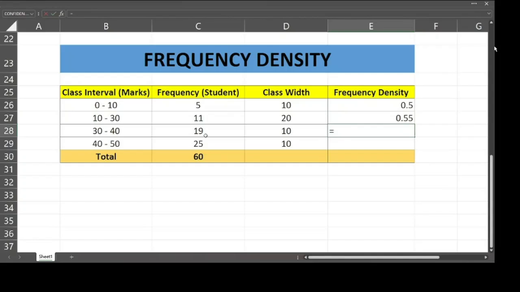And for the third class, the frequency is 19 and the class width is 10. For the last class, the frequency is 25 and the class width is 10. So these values are used as the height of the bar in a histogram with unequal class intervals.